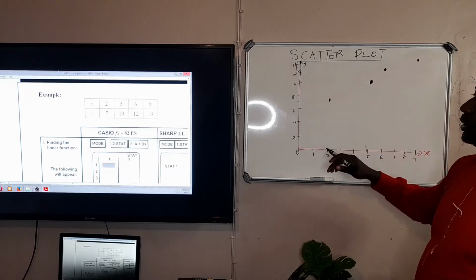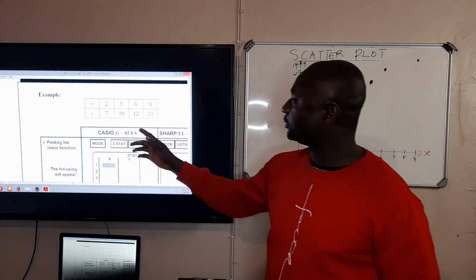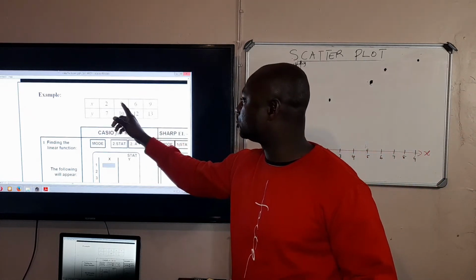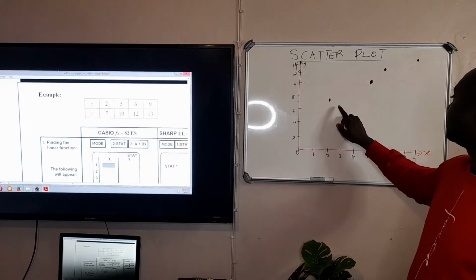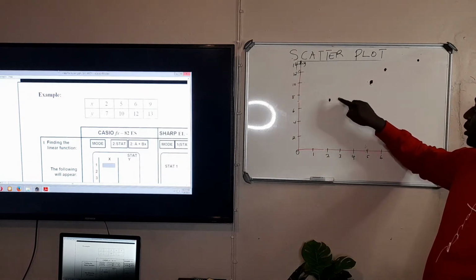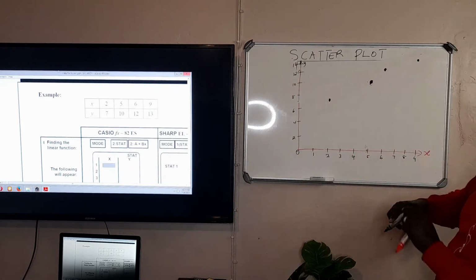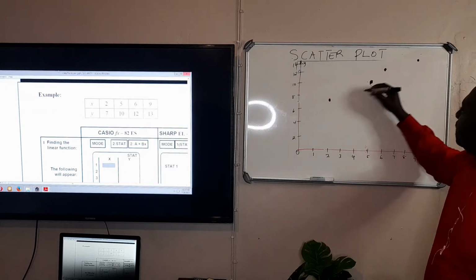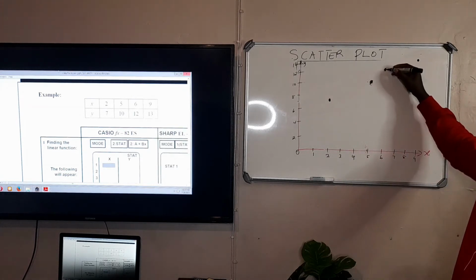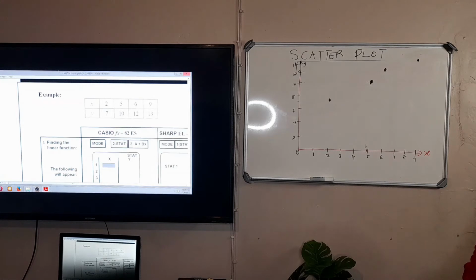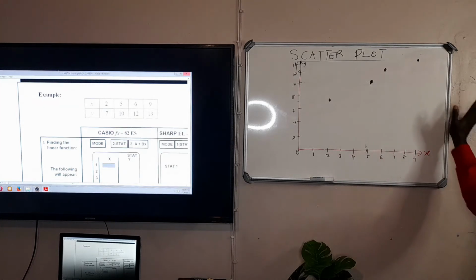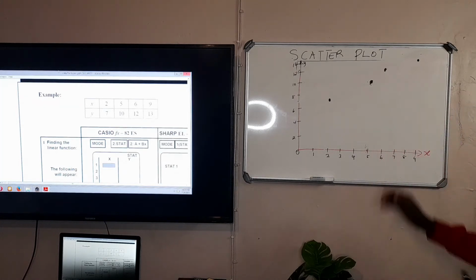So how many data set points were given for x? 1, 2, 3, 4. And how many points have you sketched? Have you drawn? 1, 2, 3, 4. So you have plotted 4 points in the diagram, which is what was given to you, and you are done. This is what we call the scatter plot. You are done with the scatter plot.